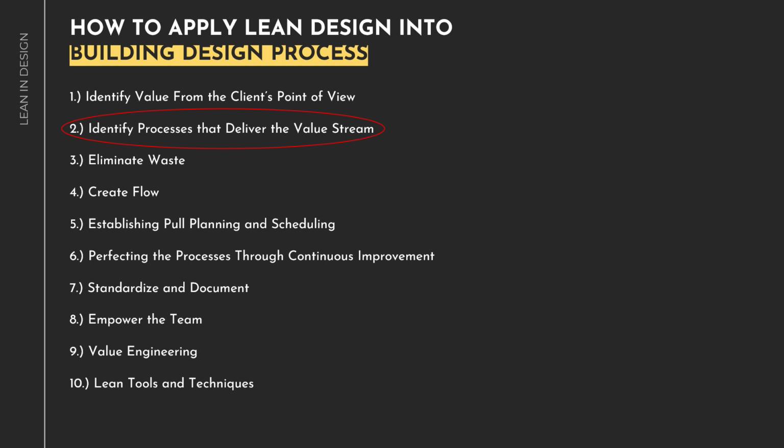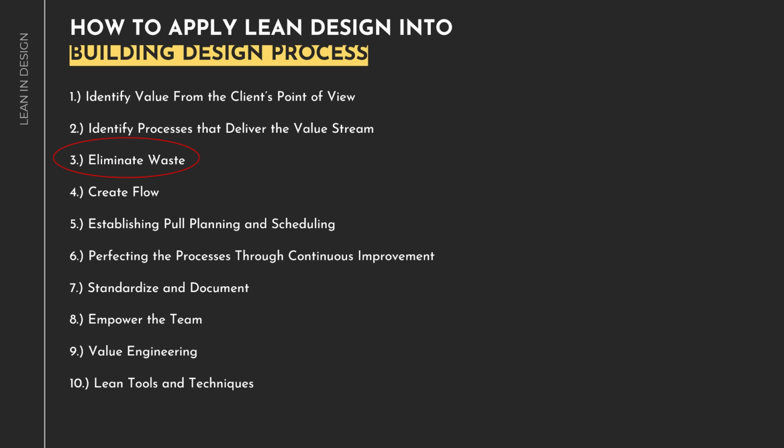Identify all the activities, tasks, and processes involved in the design phase and the flow of information between them. Visualize the current state of the design process using tools like value stream mapping. For example, map out the entire design process, including activities like conceptual design, schematic design, design development, construction documents, and client approval.